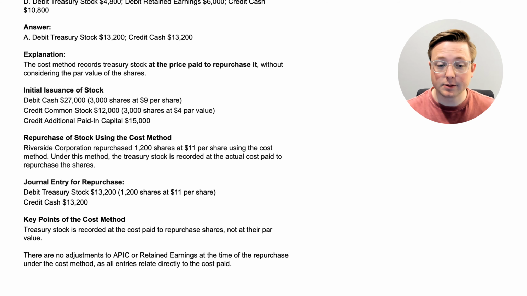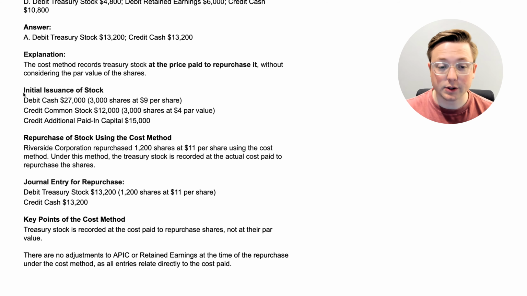So let's go through this. The cost method records treasury stock at the price paid to repurchase it. So this is probably what you would initially kind of naturally think you would do with treasury stock until you learned what the par value method is. But now we're doing the cost method, which again, you record it at the price that was paid to repurchase it. So it's pretty easy.